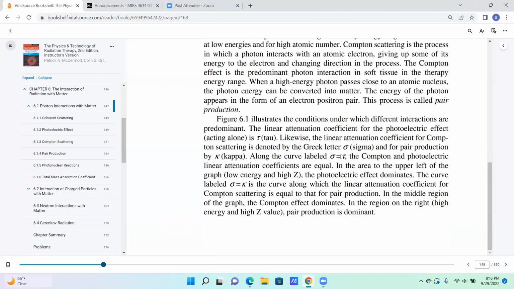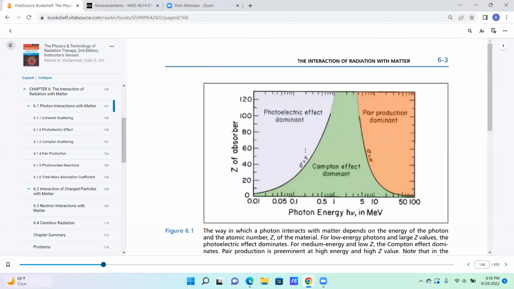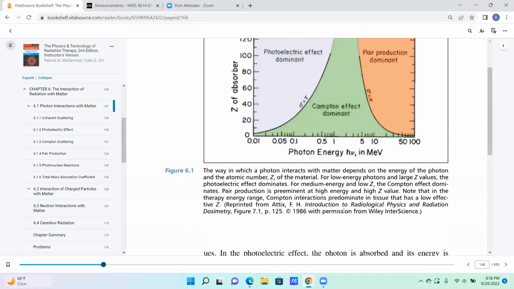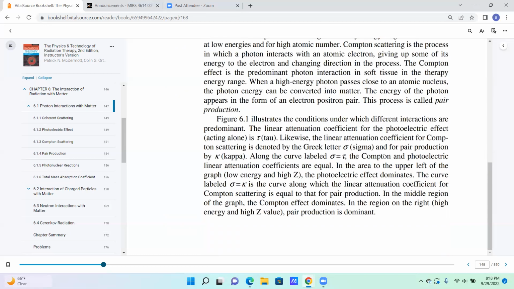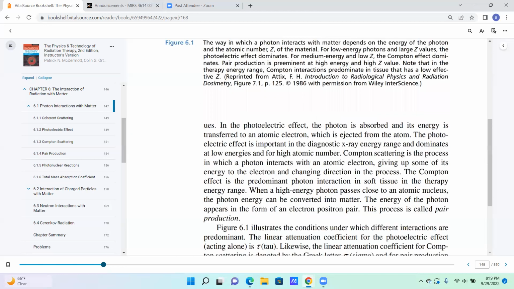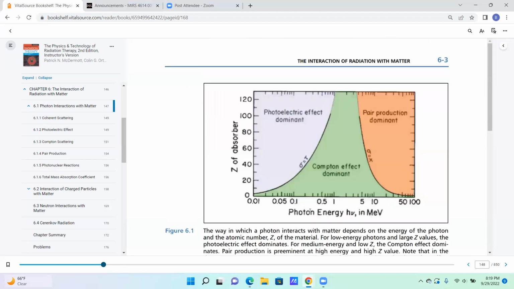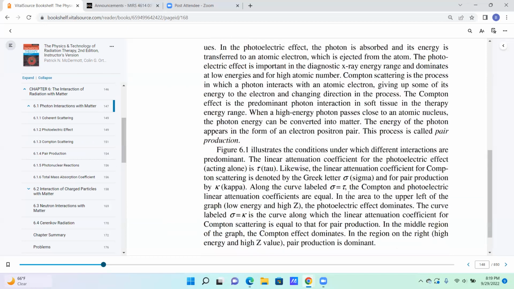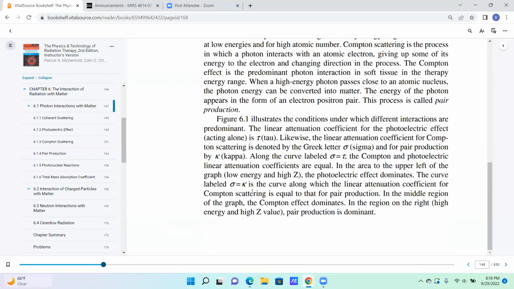Along the curve labeled sigma equals tau, which is this line right here, the Compton and the photoelectric linear attenuation coefficients are going to be the same. In the area to the upper left, low energy and high Z, the photoelectric effect is going to dominate. If sigma is equal to kappa along that curve right here, then you're going to see the linear attenuation coefficient for Compton scattering be the same as pair production.